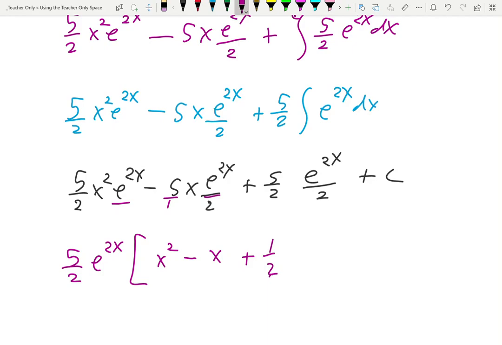And then here's the trick for these computer algebra systems. Always put your plus c on the outside. When you're doing MOER or anything like that, they don't like it when you put the plus c on the inside of the factoring, especially because there wasn't an e to the 2x in there. So we'll write it like that. All right, so I hope this helps.